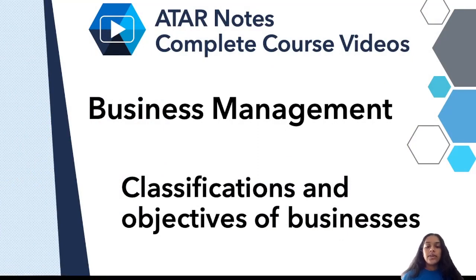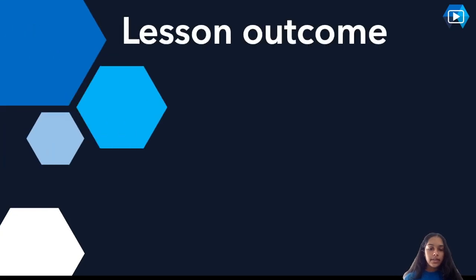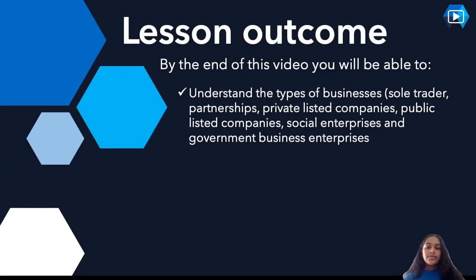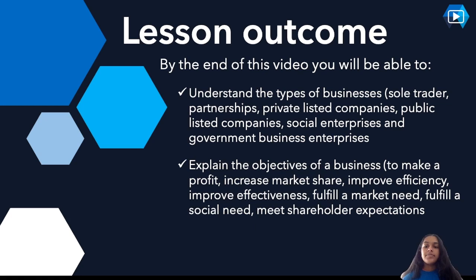Today's focus will be on the classifications and the objectives of a business. When we're looking at our learning objectives specifically, by the end of this video you should be able to understand the types of businesses. Those include sole trader, partnerships, public and private listed companies, social enterprises and government business enterprises.